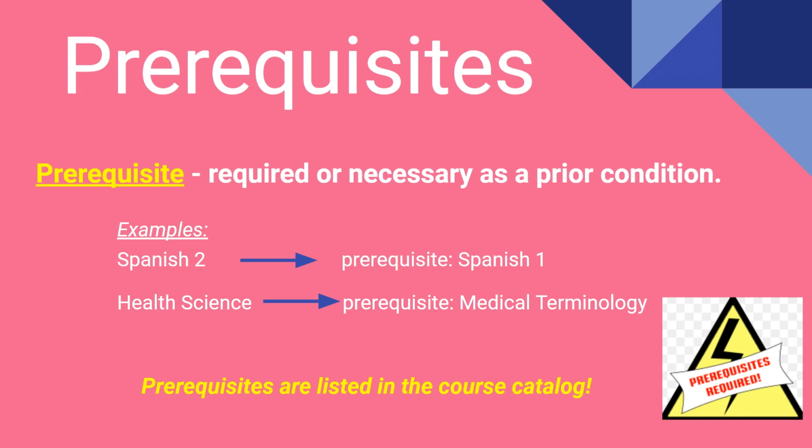Also remember to check for prerequisites. For example, in order to take Spanish 2, you need to take Spanish 1 first. In order to take health science, you need to take medical terminology first. Prereqs are listed next to the course in the course catalog.